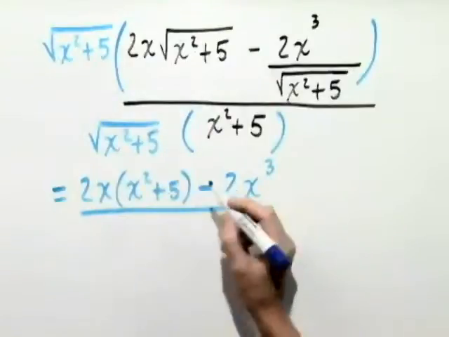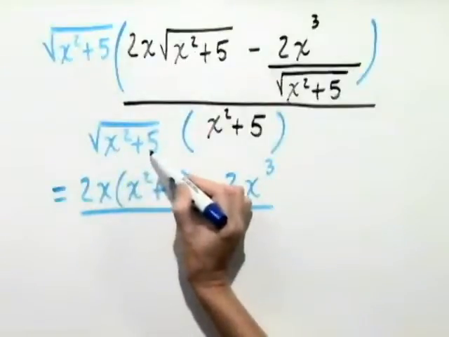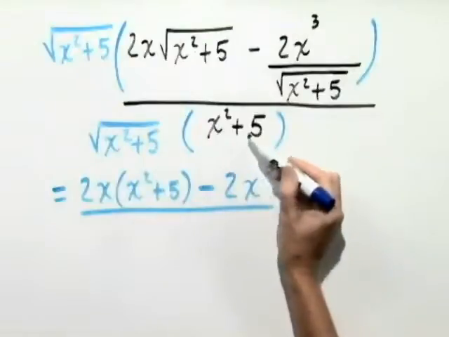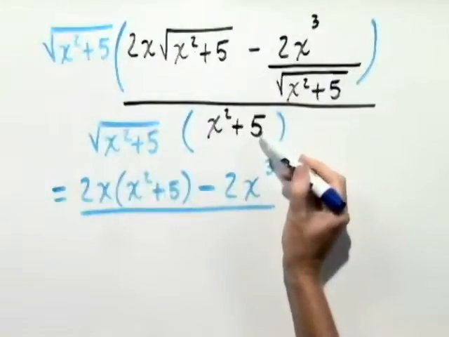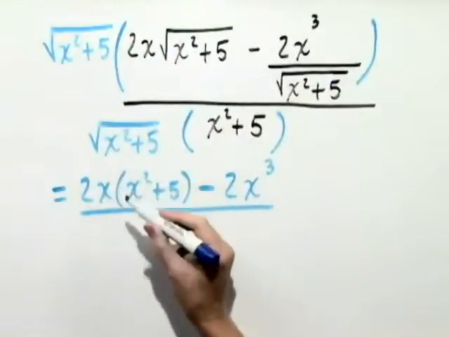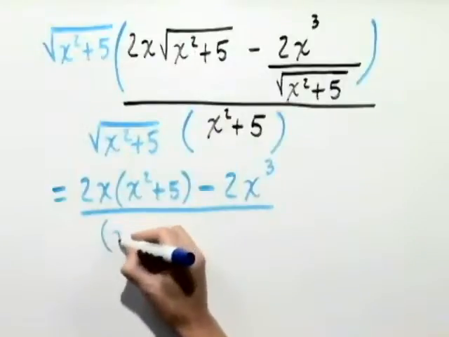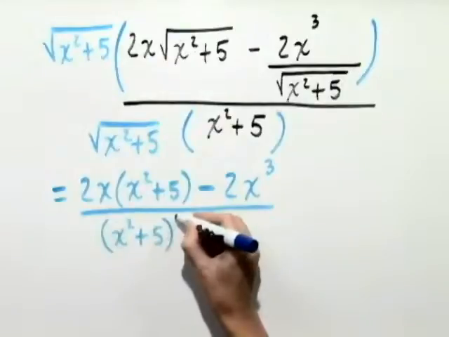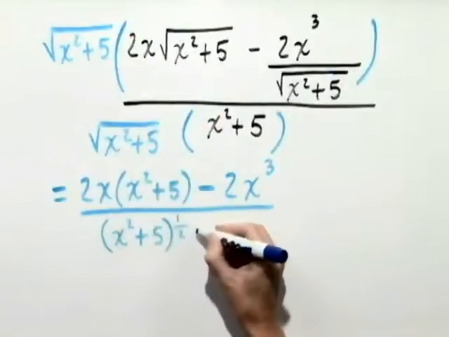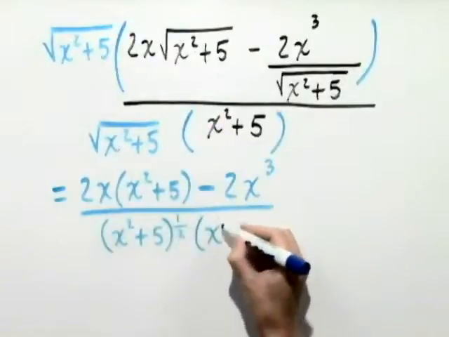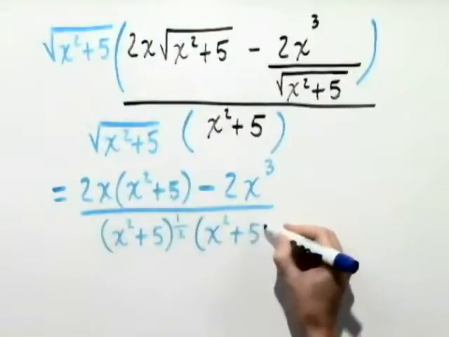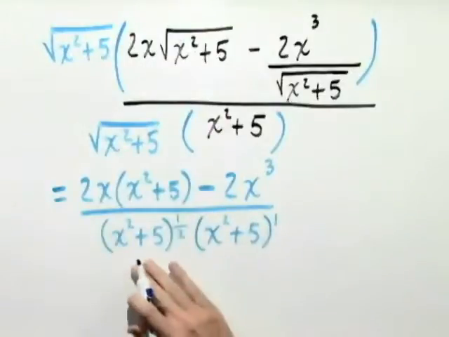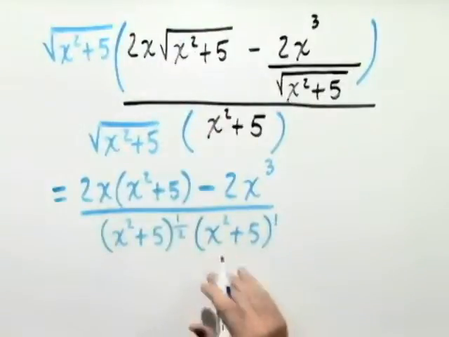In the denominator, I have the square root of x squared plus 5 times x squared plus 5. Remember our rules for exponents. This square root of x squared plus 5 can really be written as x squared plus 5 to the 1/2 power times I have x squared plus 5 just to the first power. So I have like bases that I'm multiplying, and remember, I'll simply add those exponents.